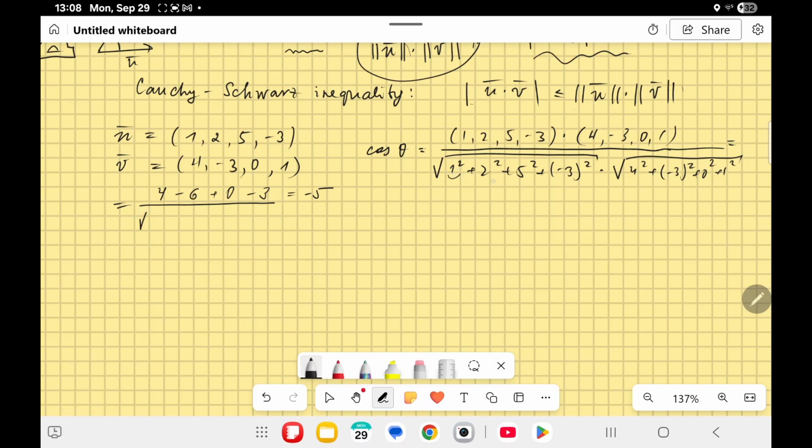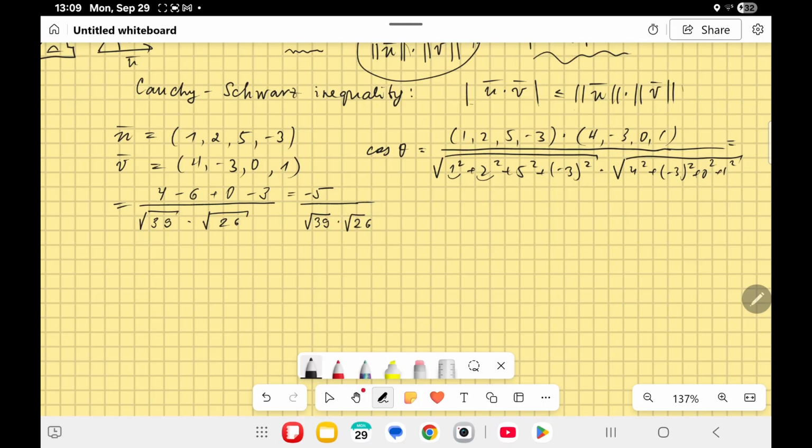So what we have in the denominator: 1 plus 4, which is going to be 5, plus 25, 30, and plus 9, which is going to give us 39. And this part is 16 plus 9, which is going to be 25, plus 1, 26. Well, I'm just going to write down the result. 39 square root of 26.